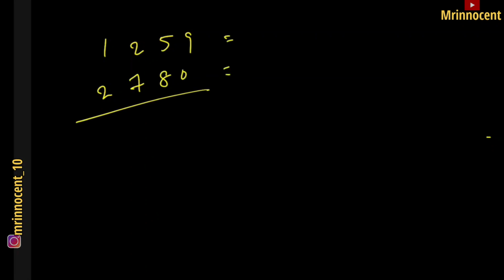Let's look at another method. We have 1,259 plus 2,780. So first of all, you need to separate it into thousands, hundreds, tens and units. So this one I have 1,000, 200, 50 and 9.